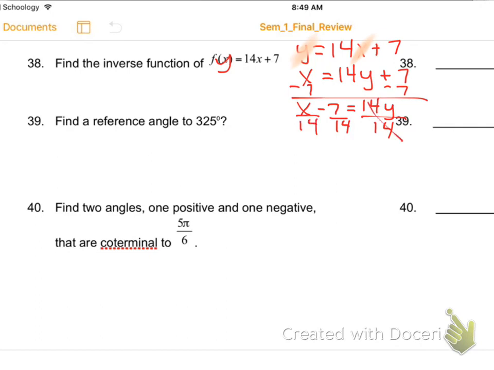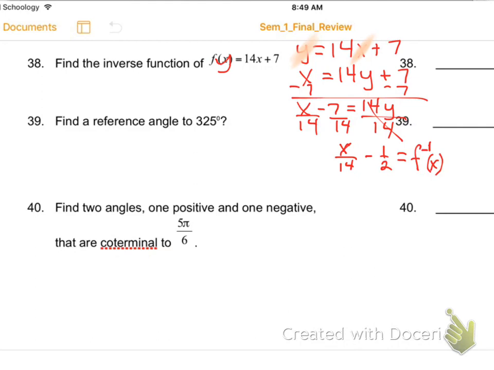And you're left with x over 14. Reduce this one, 7 over 14, which is 1/2, minus 1/2 equals y. In reality, that y, I should replace it with f inverse of x, and that's what that looks like. So your answer for 38 is x over 14 minus 1/2 equals the inverse of x.